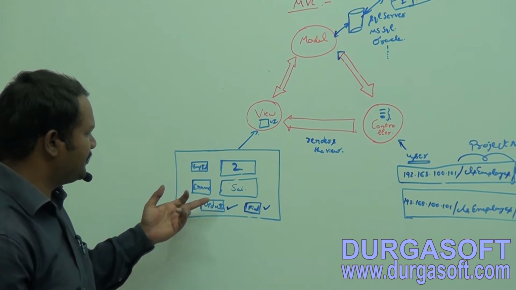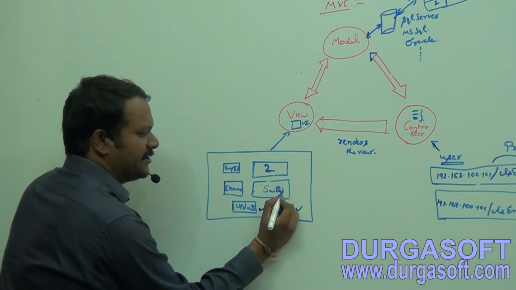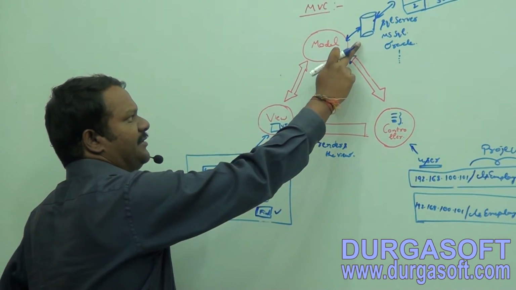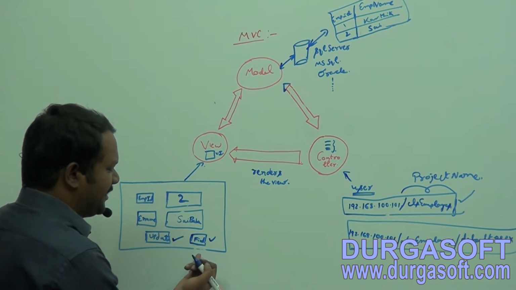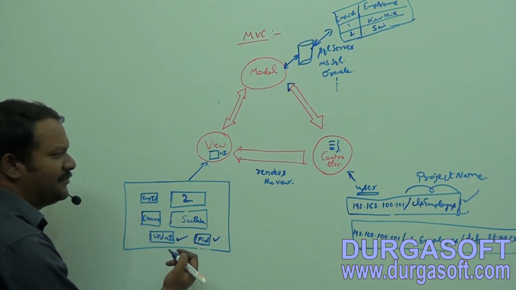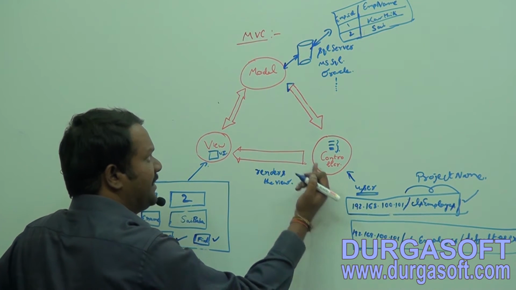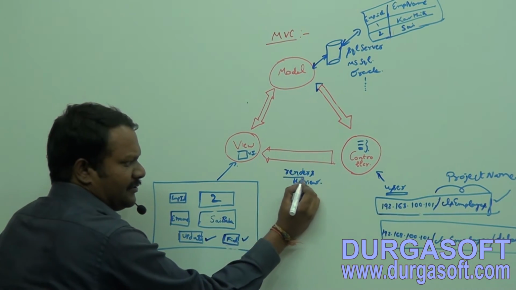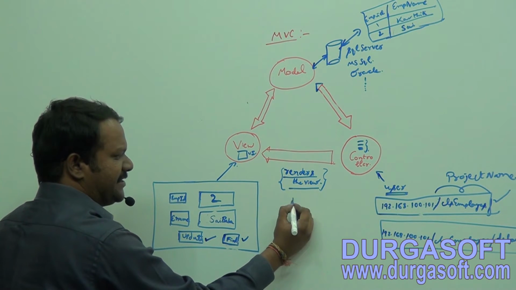Again, if user wants to modify this record, he just modifies this record like this and clicks on the update button. The data goes back to the model again and is stored in the database. Again, if user clicks on find button, from where does the data come? Again, the controller gets fired and it goes to the model, gets the data back and displays it to the view. So the controller renders the view.